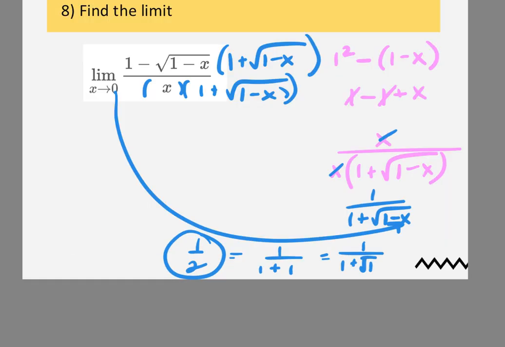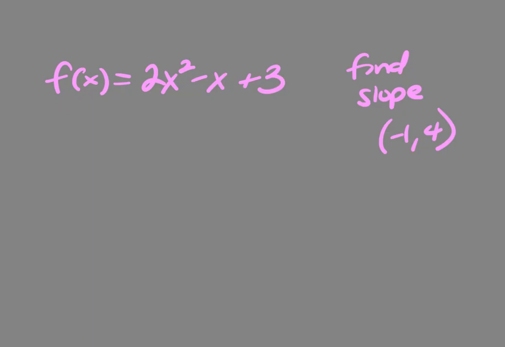And you can't plug 0 directly in, so we multiplied by the opposite of the radical expression. Simplified, and it got rid of the x, and then I was able to plug in the 0, and you get 1/2.